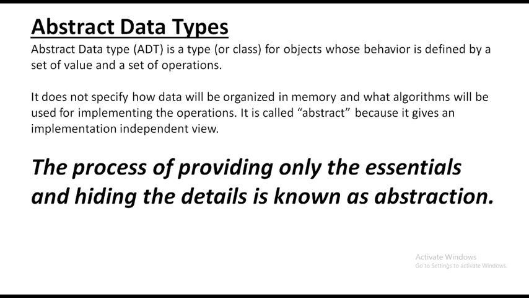Next one is, this is what you have to write from the exam point of view to get the marks. What is abstraction? The process of providing only the essential and hiding the details is known as abstraction. Providing the essential information and hiding the unwanted information is known as data abstraction. This is what is called data abstraction.